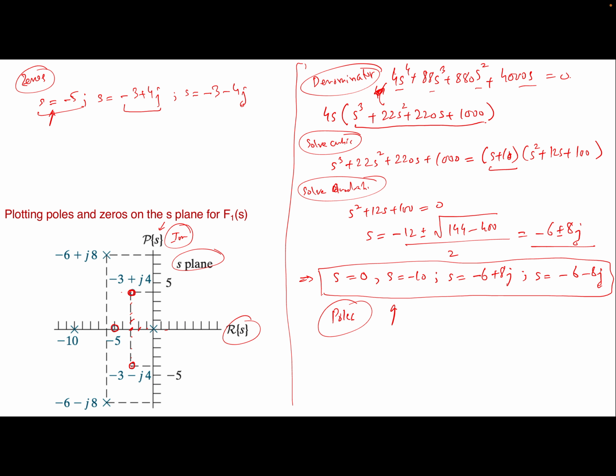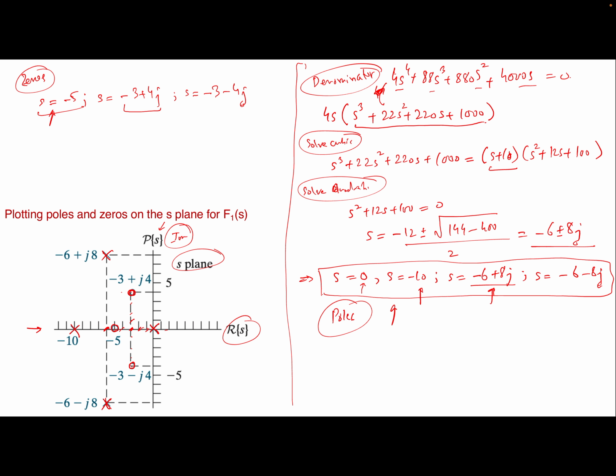Similarly, you can plot the poles on the s-plane as well. One pole is at 0 over here, right? These are represented by crosses. So you have a cross at 0. The next one is a cross at minus 10. Here's a cross at minus 10. The next one is minus 6 plus 8j. So minus 6 again is on this axis: 1, 2, 3, 4, 5, 6. So this is minus 6. Plus 8j is over here, and minus 8j is over here. So this is how you can plot the poles and the zeros on the s-plane.